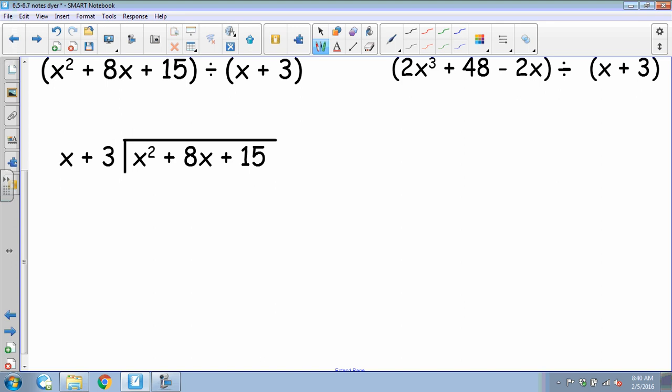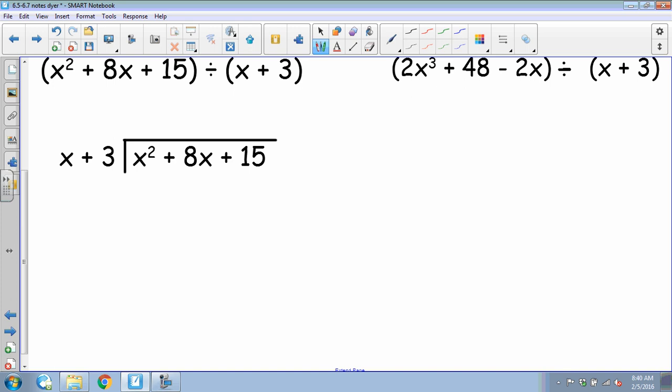Now, the first thing you need to make sure is that every exponent is represented. So if your highest exponent is 2, you need to have an x to the first power, and then you need to have a constant. If any of those are missing, you need to put placeholders in the form of 0x or just plus 0. Or if it started with x to the third and there was no x squared term, you need to add in plus 0x squared.